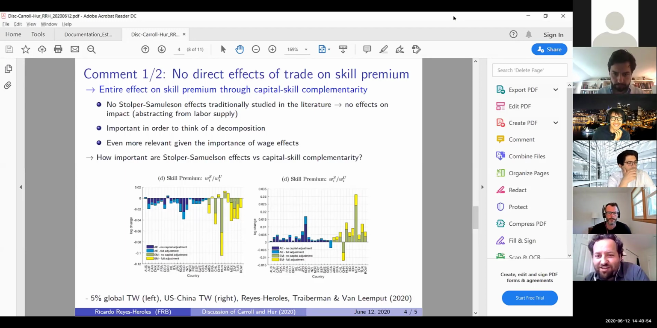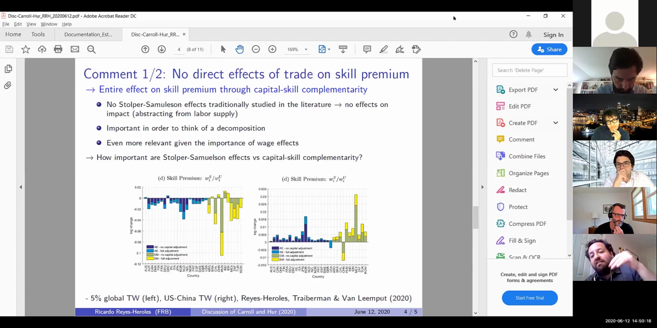Now, if you think about the U.S.-China trade war, which is on the right, you see that the light blue bar starts above 0. It means that the skill bias, if you don't allow for adjustment in capital accumulation, would actually go up, right? And then the fact that the U.S. would accumulate capital over time would push the wage premium down. So just to think about these issues, I think it's important.